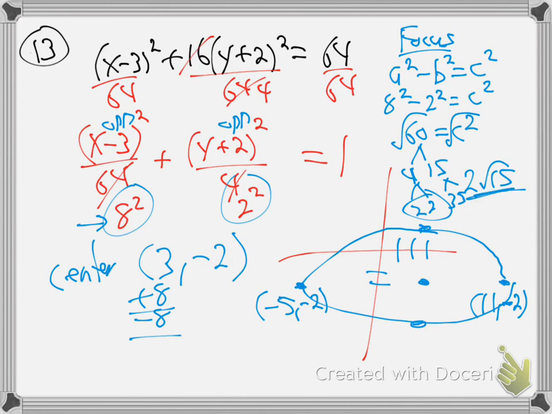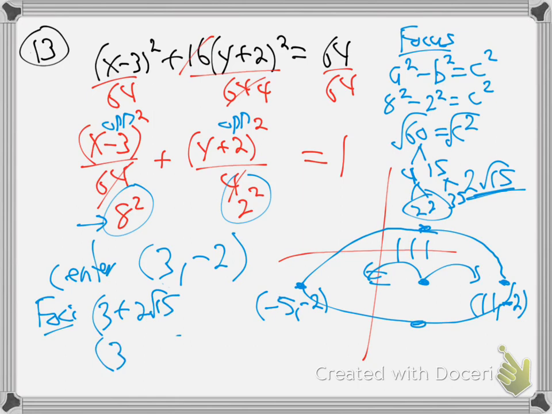2 root 15. Now where is that? This one's wider again, so the focus points are right and left. So you add and subtract the 2 root 15. So the foci are the x-coordinate 3 plus 2 root 15, and 3 minus 2 root 15, comma negative 2. Is that good on that?